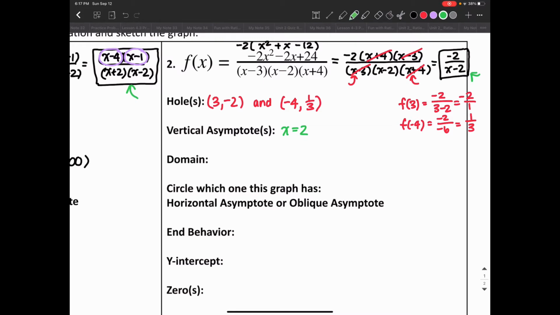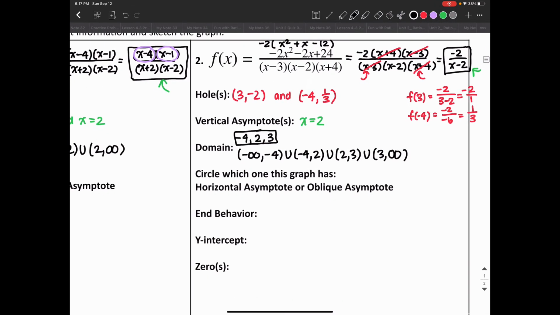The domain is based off of the holes and the vertical asymptotes. So from least to greatest, the x values that are not included in the graph are -4, 2, and 3. And so my domain is -infinity to -4, union -4 to 2, union 2 to 3, and then 3 to infinity. And that's my domain, because I have to exclude these 3 values, and that means I have 3 breaks in my domain, which means I should have 4 intervals that explain it.